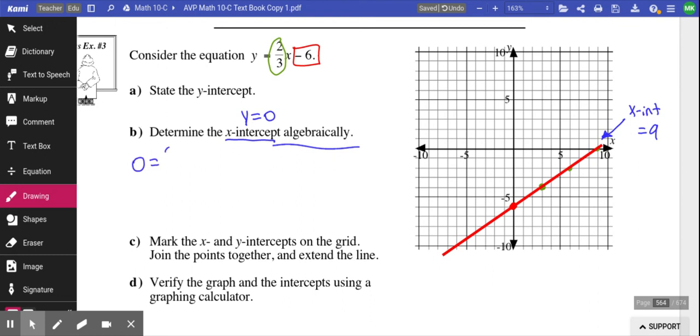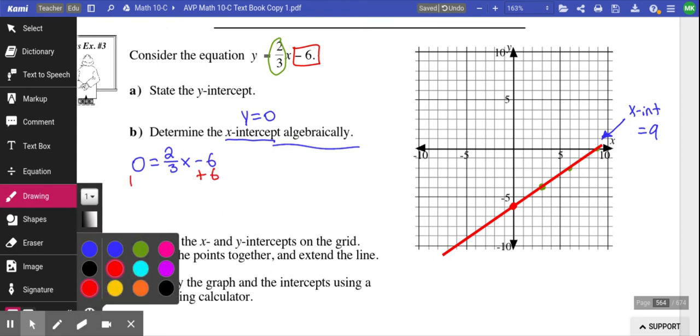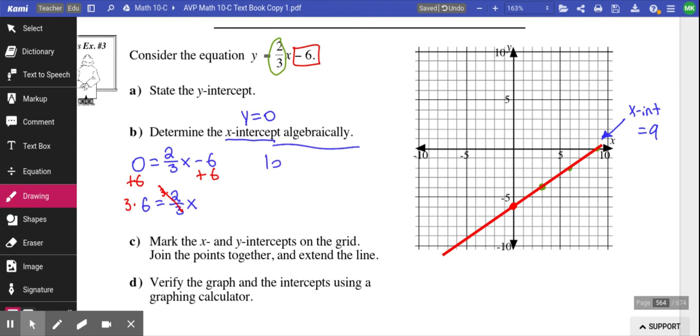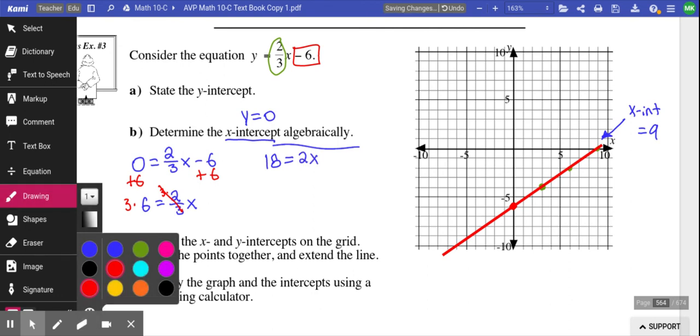So if I had 0 equals 2 over 3x minus 6, I could then solve the x-intercept algebraically by moving the 6 to the other side. Then multiplying by 3 to the other side. And then dividing by 2. To get 9 equals x, which I proved right here.